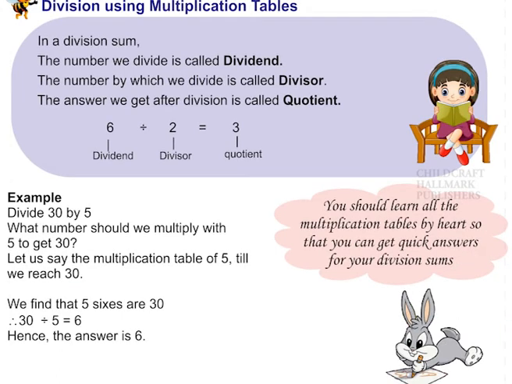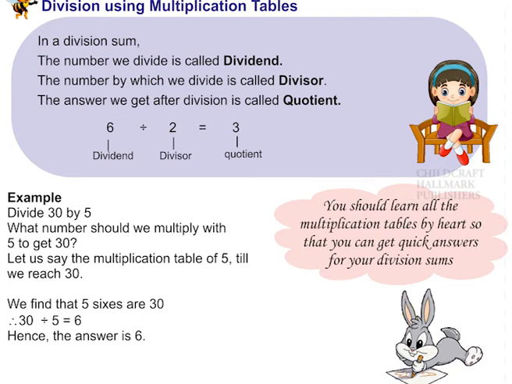Division using multiplication tables. In a division sum, the number we divide is called dividend. The number by which we divide is called divisor. The answer we get after division is called quotient. 6 divided by 2 is equal to 3. 6 is the dividend, 2 is the divisor, 3 is the quotient.